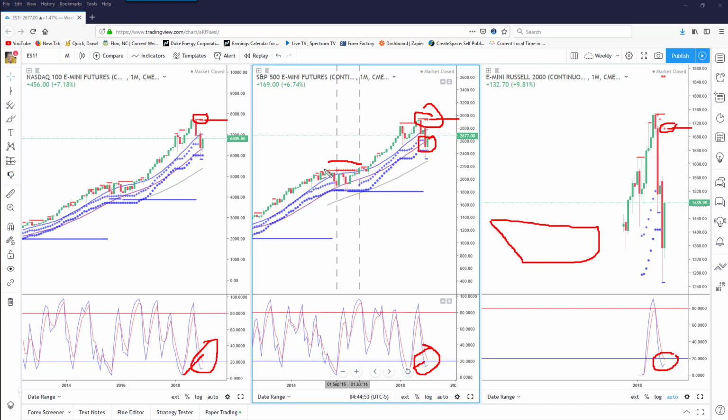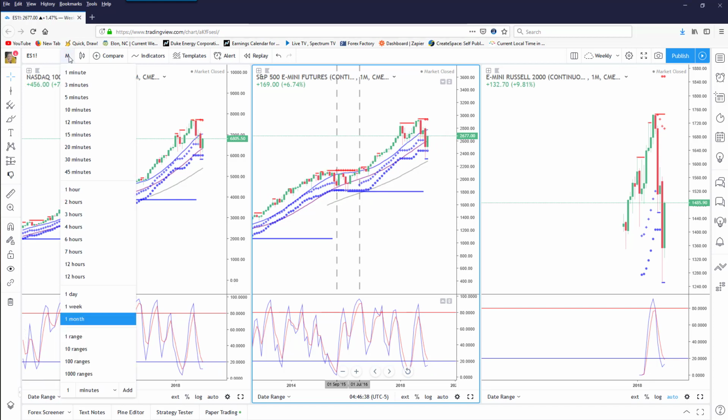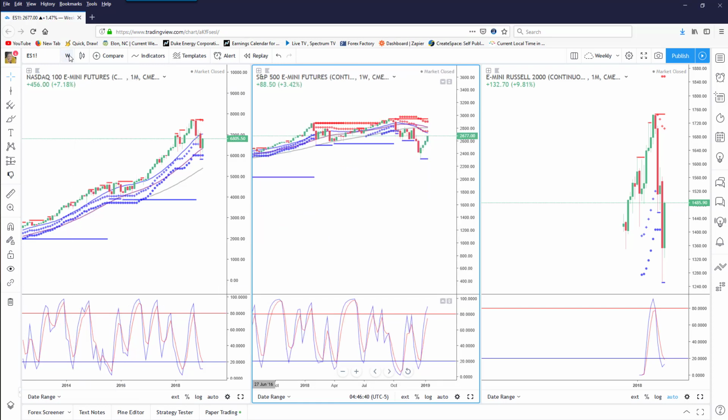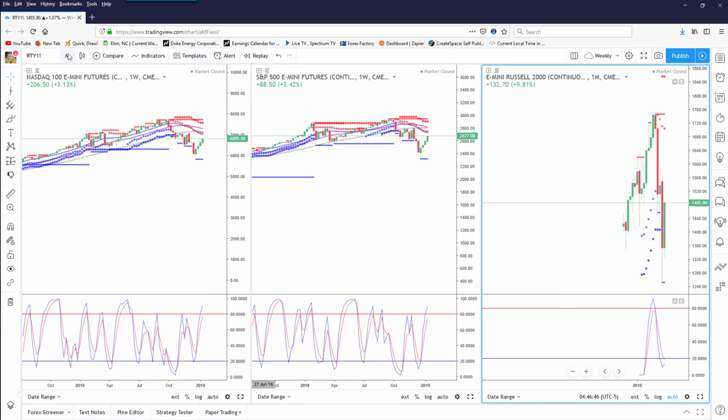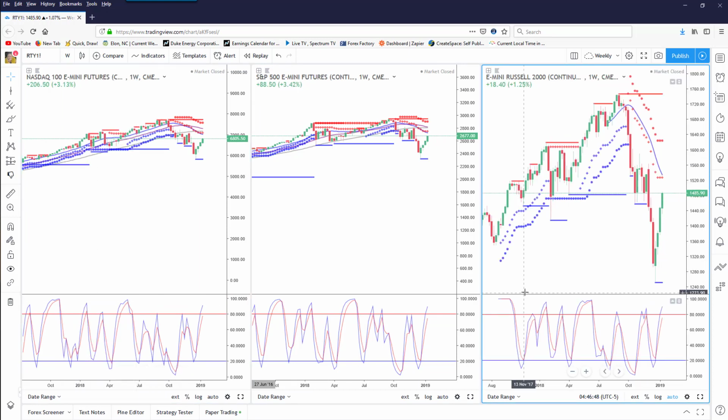Now, we could come back and do this again, where it comes down and tests the blue dot like it's doing now, and then we go on to make new highs. That is a scenario, which is why I've put these vertical lines on this chart. But if we go back and look at the weekly charts, we may see something different. So I'm just going to change each one of these to a weekly and see what the weekly is indicating. Now, the weekly has already flipped this ATR.